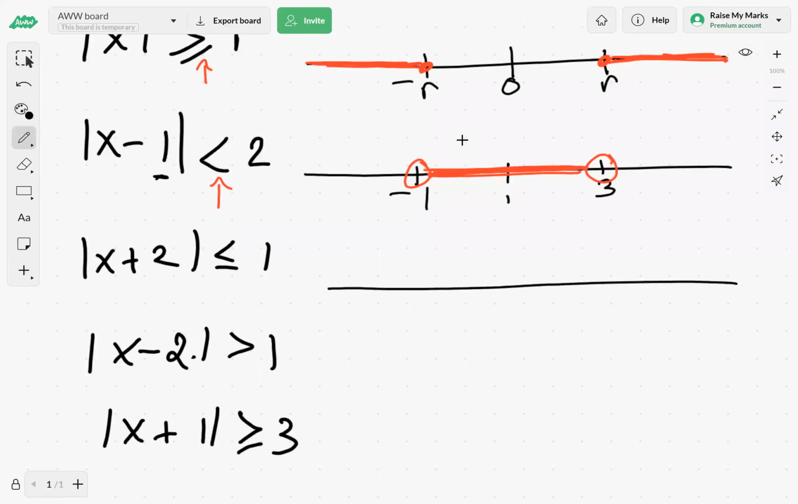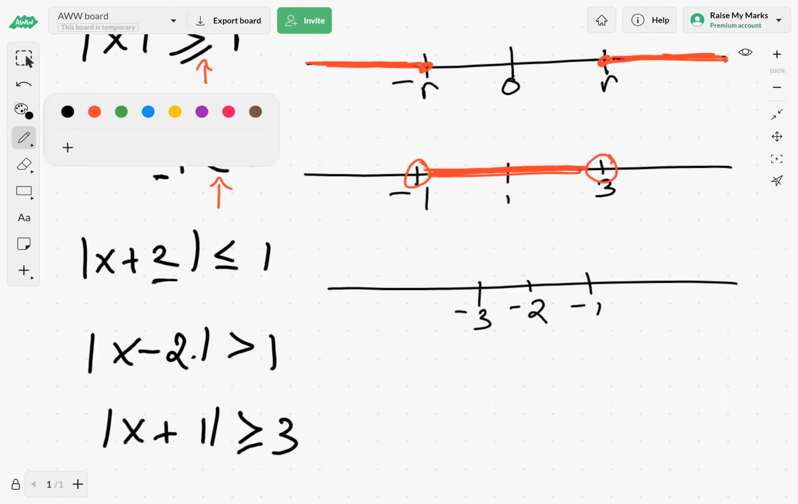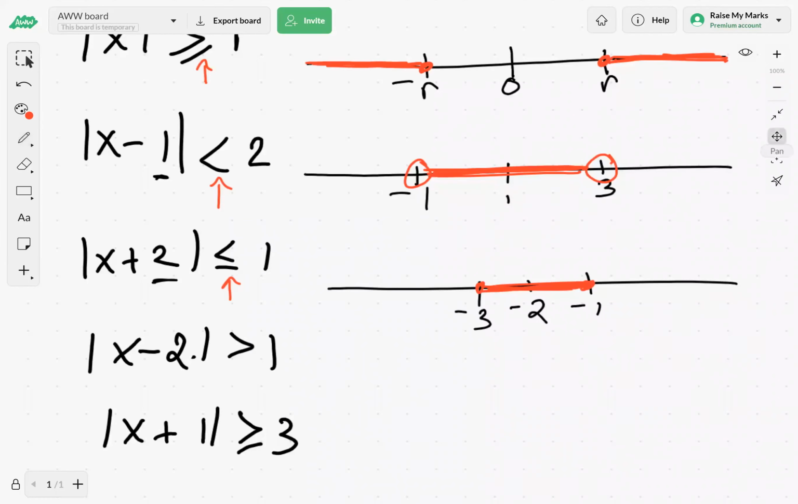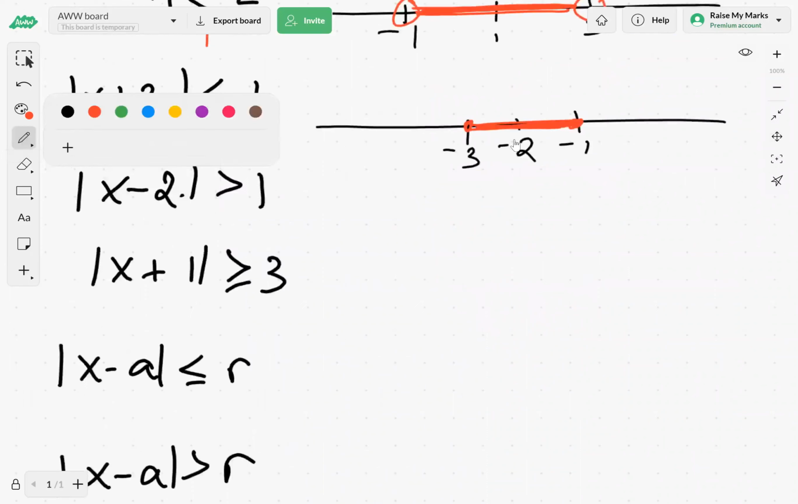All right. So here, our center is actually -2. It's the opposite of the positive. So -2. We're going to go to the right 1 unit and to the left 1 unit. We're going to look at the inequality. It's less than or equal to, so we're going to include the endpoints. And since we're less than or equal to, we're going to color in between the endpoints. All right. Now let's look at the next one.